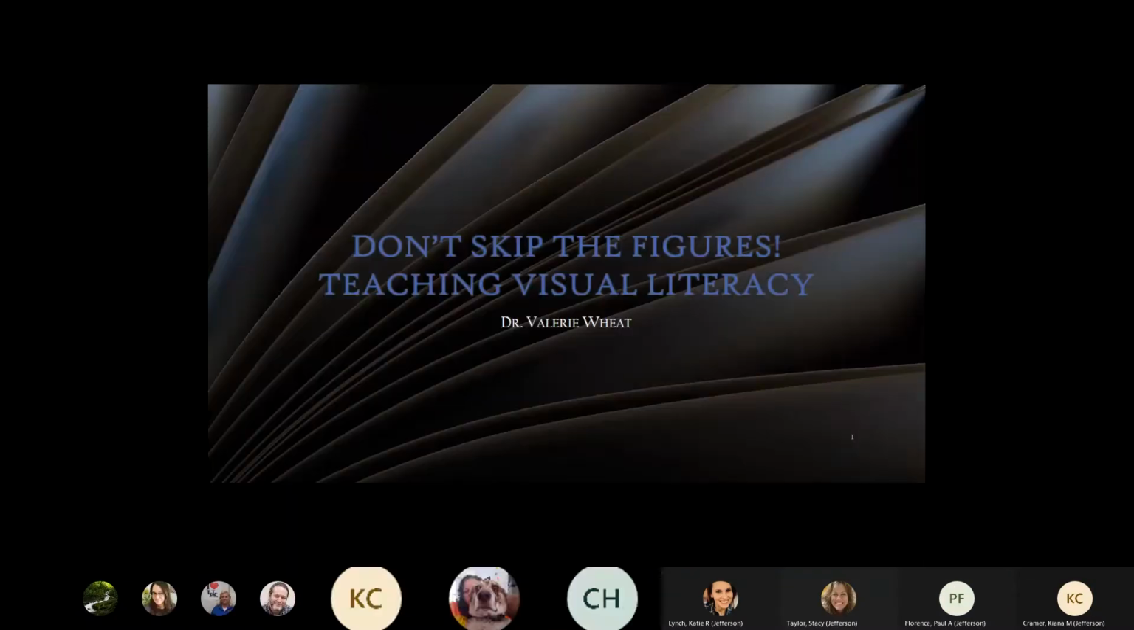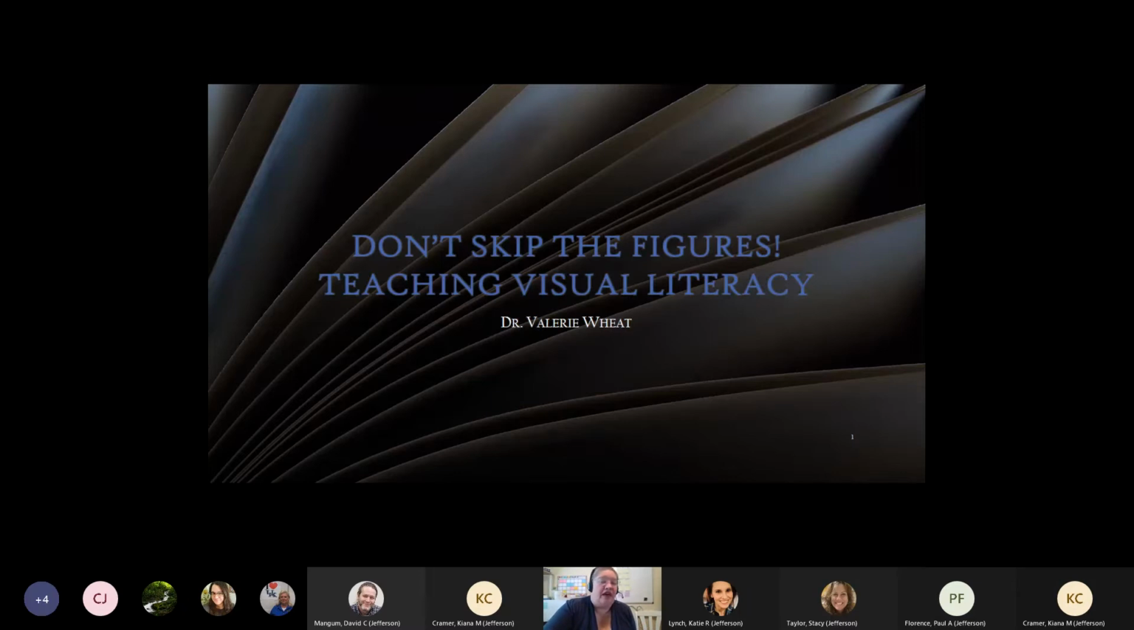Okay, welcome everybody. Today we're going to talk a little bit about teaching students visual literacy. I use a lot of figures in my teaching, and I've always used figures to explain things to students. But one of the things that I've more recently started to incorporate is teaching students more explicitly the skills needed to interpret the artwork and figures in the textbook.